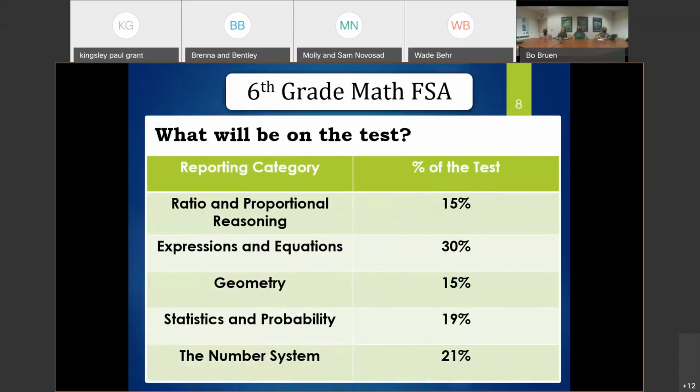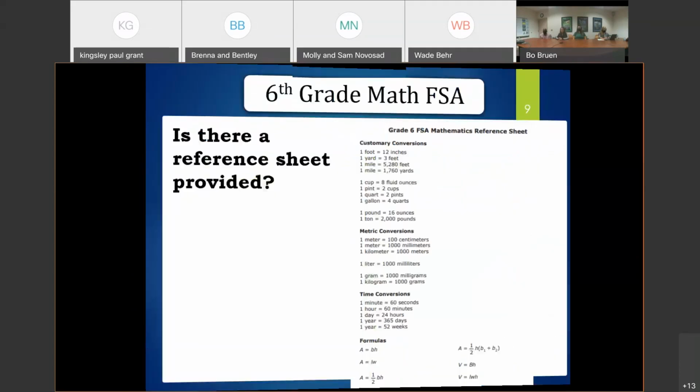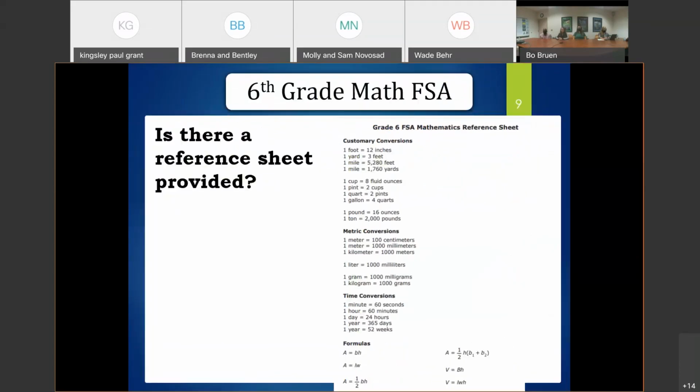So these are the reporting categories on our FSA 6th grade math test. They do ratio and proportional reasoning, expressions and equations, geometry, statistics and probability, and the number system. And you see the percentage of the test each of those categories is. They do also get a paper reference sheet. The reference sheet contains any of their conversions that they need, along with their geometry formulas. We are using these formulas in class, and we will make sure that they have seen a copy of it beforehand, and we are going to review the FSA reference sheet before the FSA.